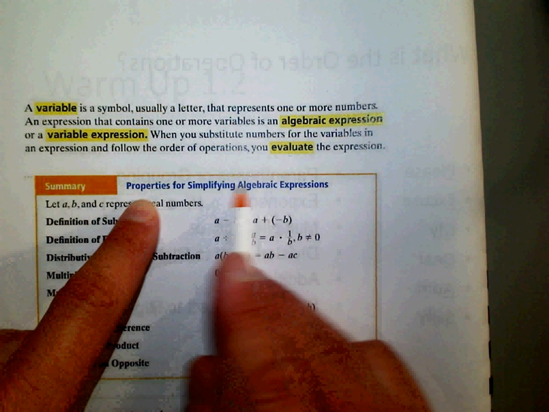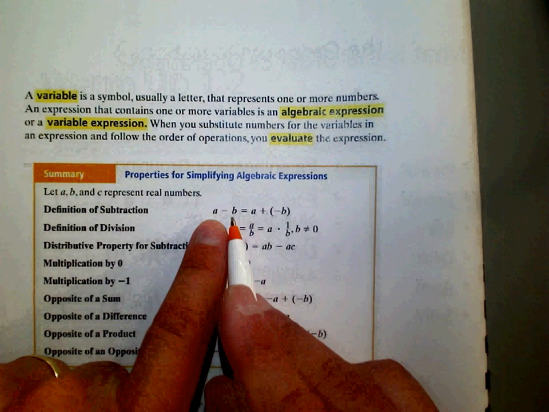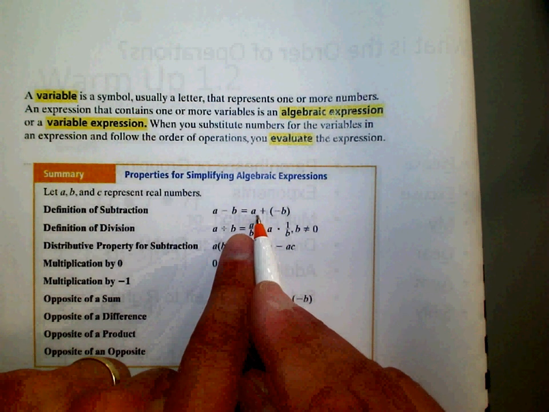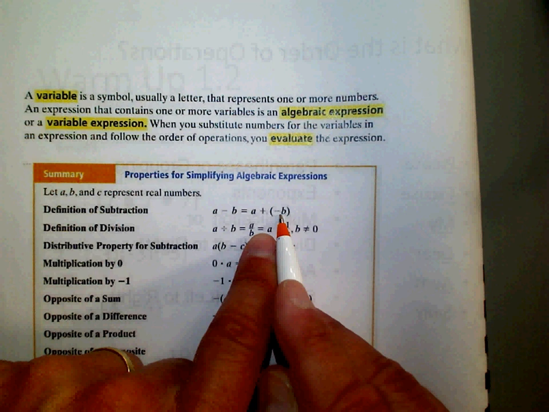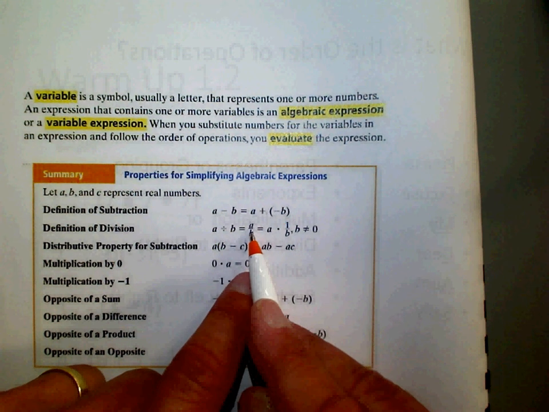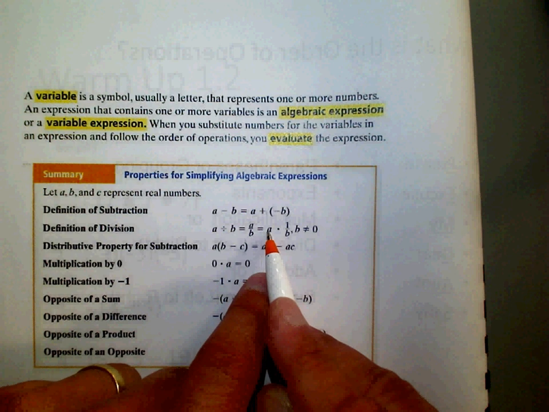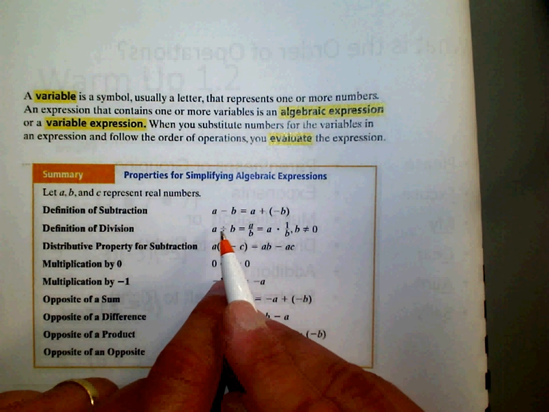Just some properties for simplifying algebraic expressions. Some of this will be real simple. If you were doing a minus b, that could also be known as a plus a negative b. A divided by b could be written as a over b. It could also be written as a times 1 over b. There's a lot of ways of looking at division.